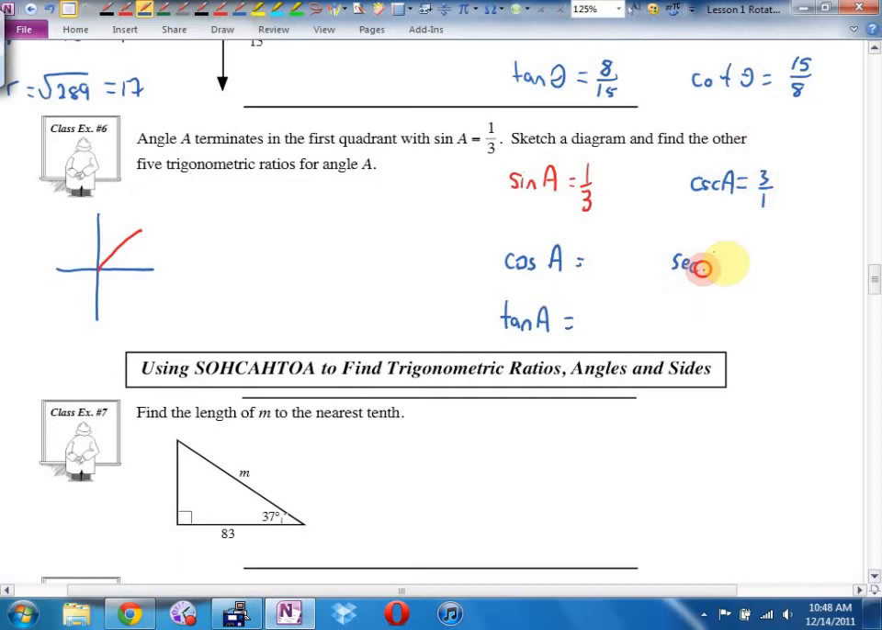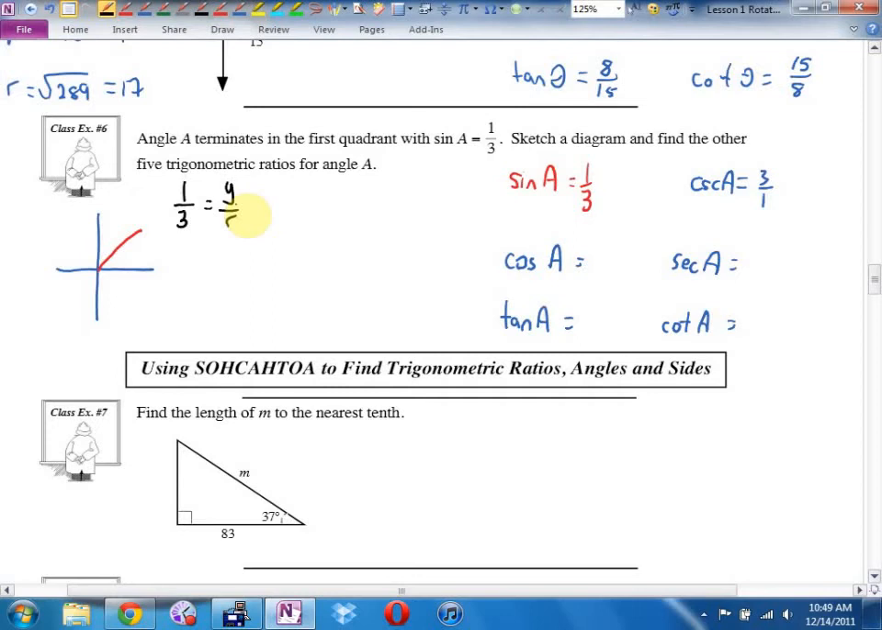Hmm. What did they tell me the sine was here? Sine is also what over what in terms of the graph? In terms of x and y and r. I think what they've really done is they've told us 1 over 3 equals y over r. So based on that, what's y have to be? What's r have to be? 3. What's x have to be?